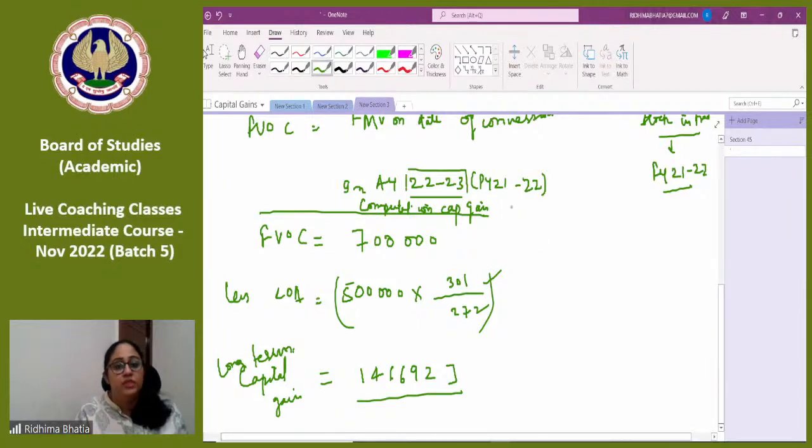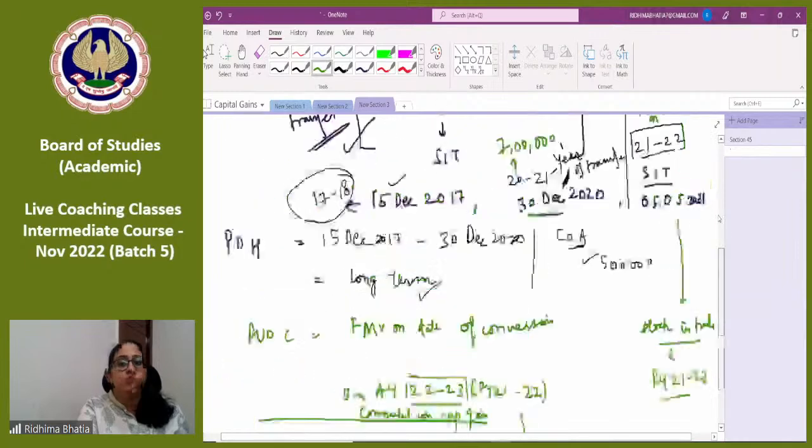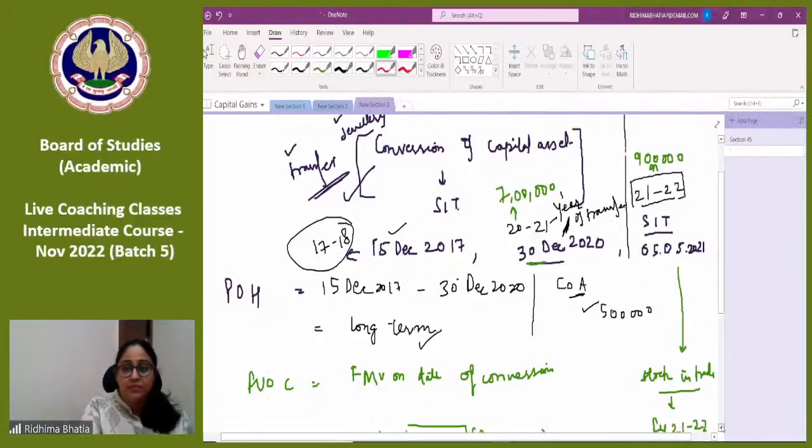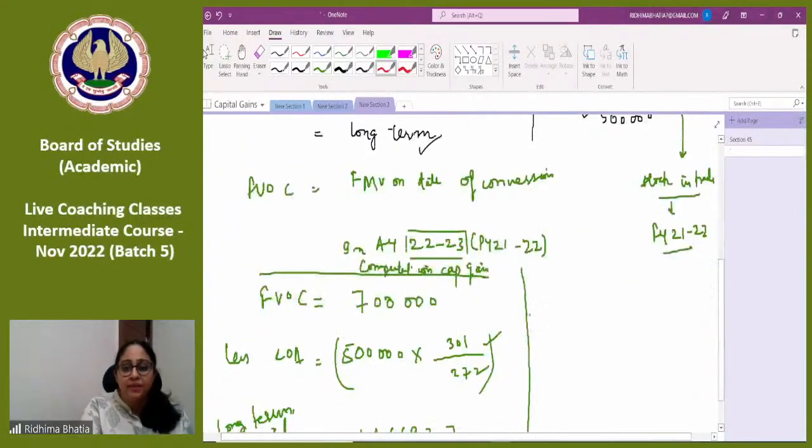Now, will the question stop here? No, Baba. Whenever a conversion of stock in trade question comes, there will always be two types of income. Why? Because stock in trade भी तो बिका है. There is a business part also. है या नहीं है, right? So there is a business part. Business part क्या है? यहाँ पे तो my capital gain income आ गया. This is my capital gain income. But what about my business income?